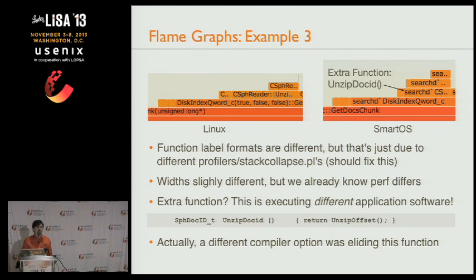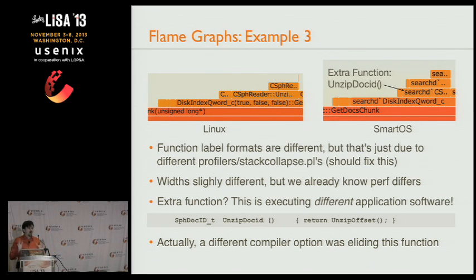On SmartOS, there was an extra function, unzip docID. Now, the function label formats are different. You can see they look different in the flame graphs. That's just because the profilers have outputted in slightly different ways. But having an extra function, now remember, the customer told us the application is identical. I'm running the same application on your competitor as we're running it on you. And you are slower. Your kernel is messing it up somehow. And then when I look at the flame graph, it's like, what? No, you're running a different application. You're running a different function here.